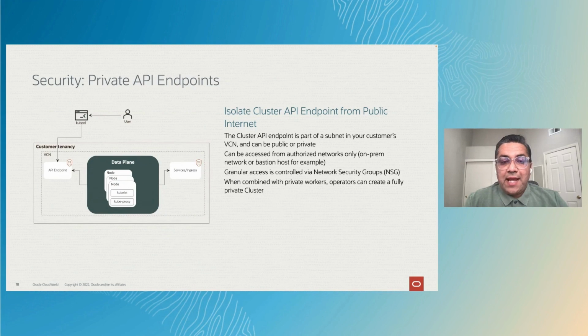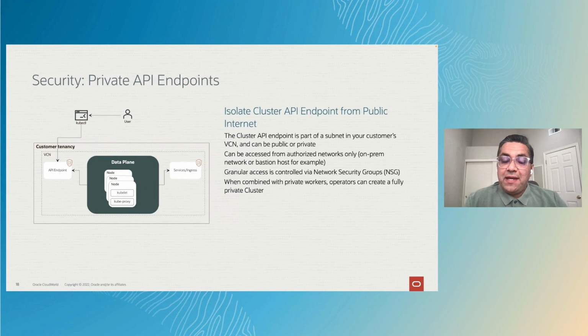And lastly, I would like to talk about private API endpoints. We have enterprises requiring robust access control to their Kubernetes cluster to meet their security and compliance needs. Private API endpoints help them achieve that by providing an option to assign a private IP address to the API endpoint from their VCN. This way, customers are not bound to using any public IP address for their API endpoint.